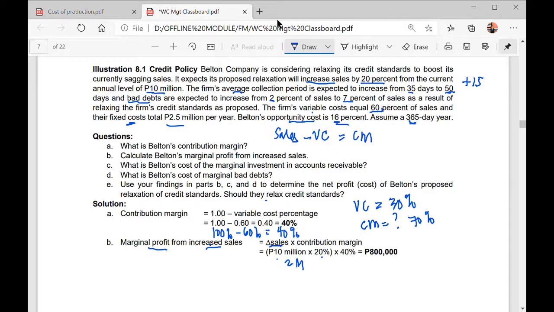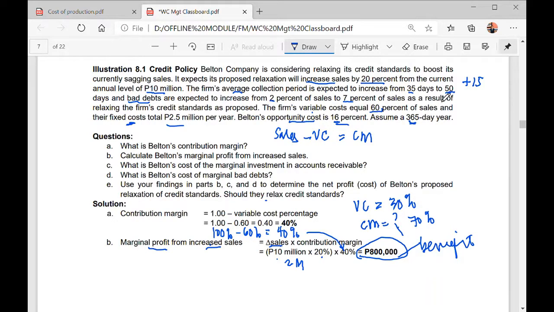And then, our contribution margin, we have already computed that here, di ba? 40%. So, 2 million times 40% is 800,000. So, based on the relaxation of their credit policy, ang mahimong benefit, di ba? Mahimong benefit niya is madugang nga 800,000. Pero limpyo ba ang 800,000? Mao na ba gyud iyahang ma-receive? Let us take note nga naay mga consequence kung mo-increase ang iyahang sales.